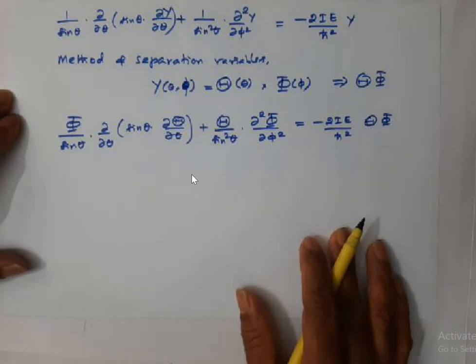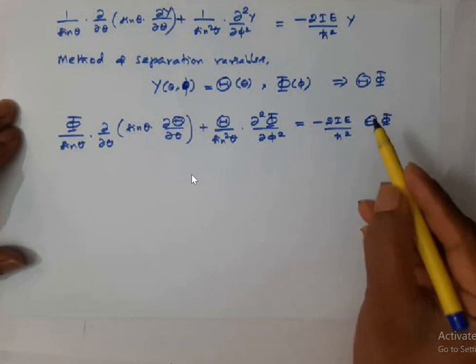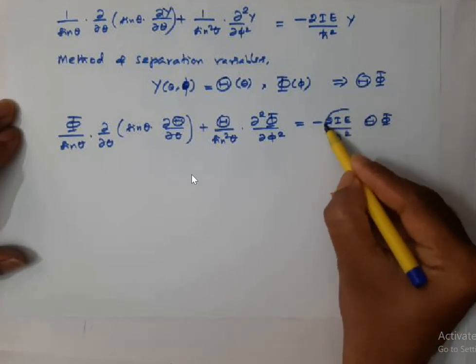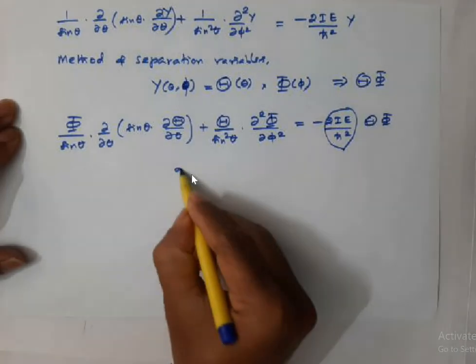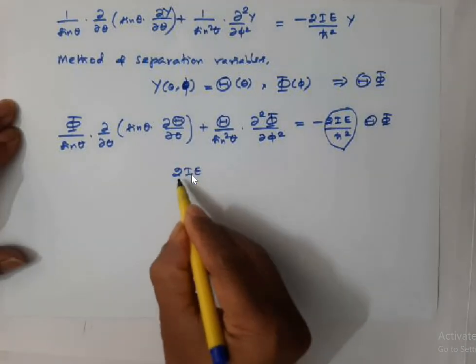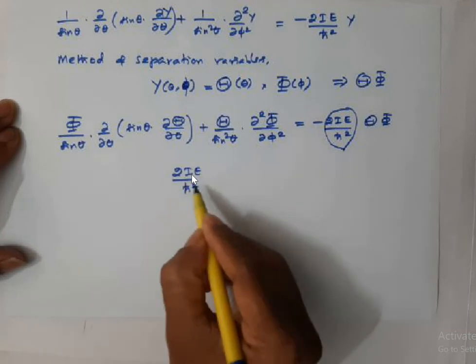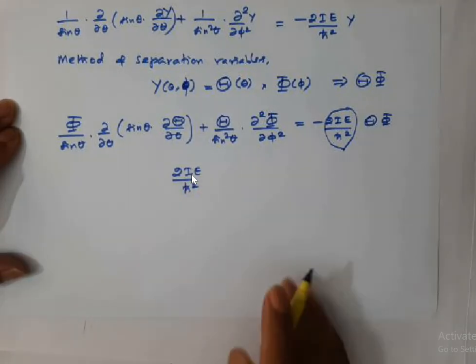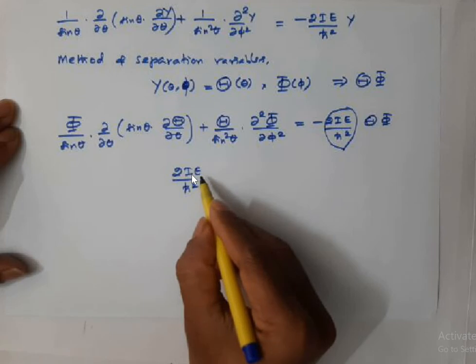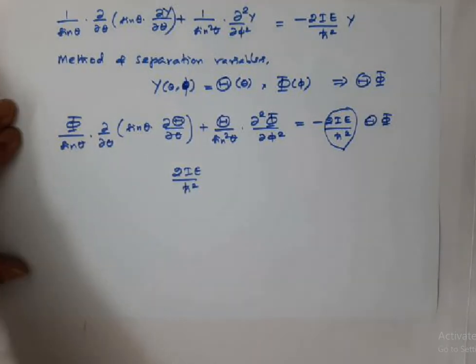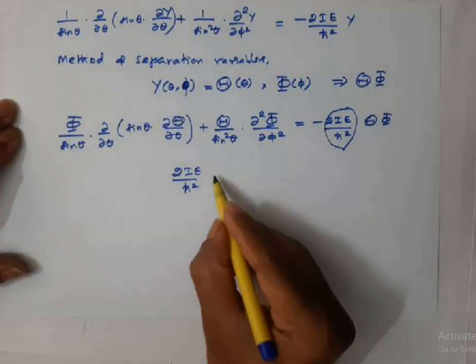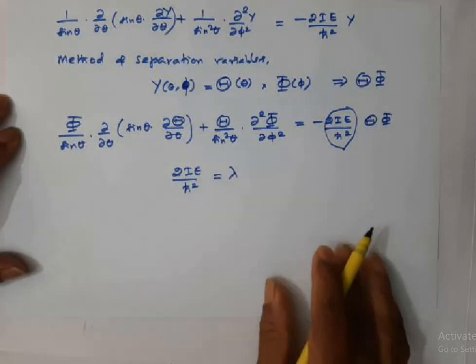Now what I'm going to do is take this term, 2ie by h bar square. Because 2ie by h bar square is a constant for a given particle, and for a given energy, right? For a given energy and for a given particle, this quantity is a constant. Let me take that constant as lambda.